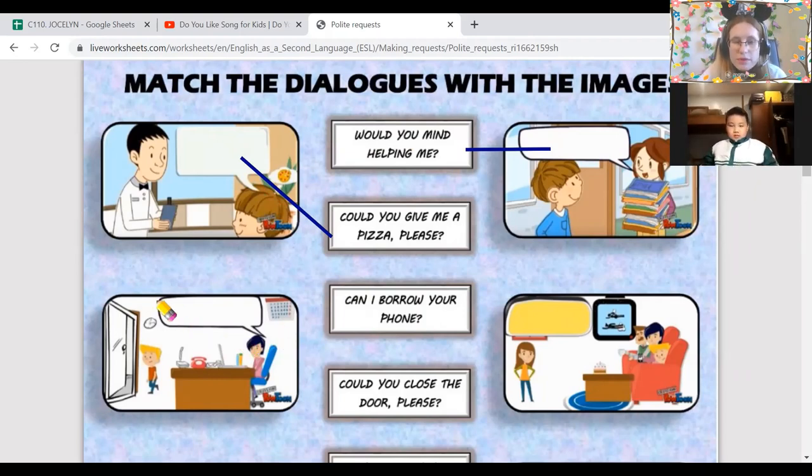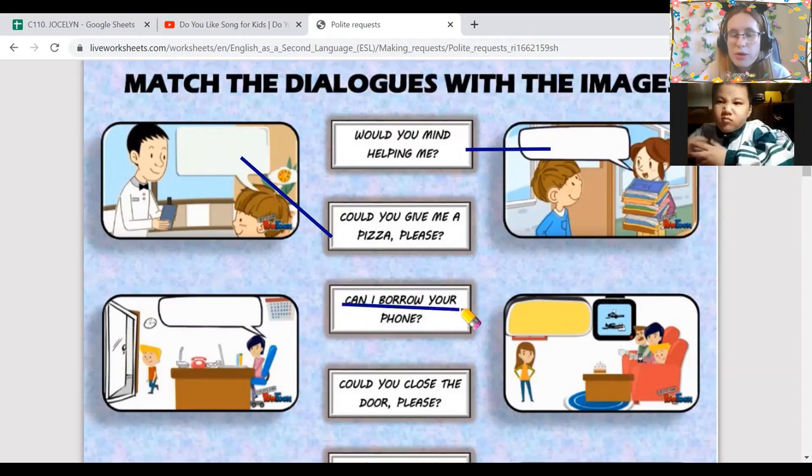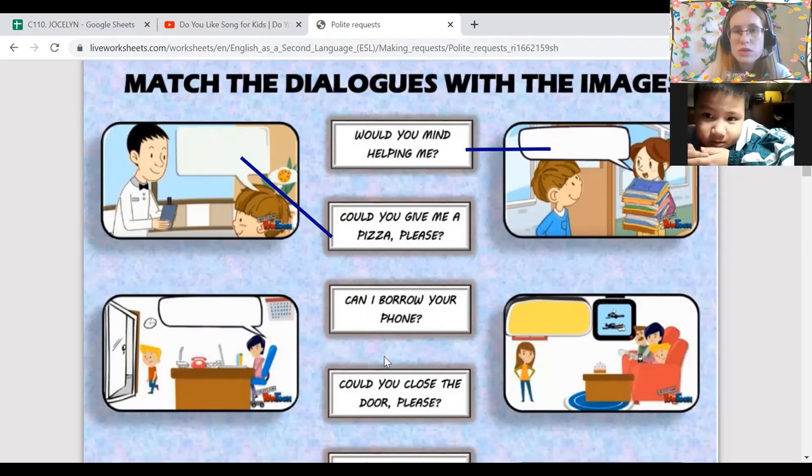Next one. The boy must close the door. What should we say? Can I borrow your phone? Could you close the door, please? Which one? Close the door, please. Good job. Could you close the door, please? Good. Next one.